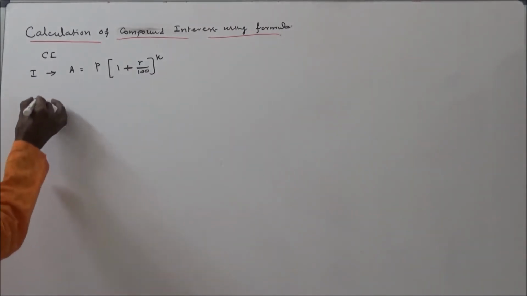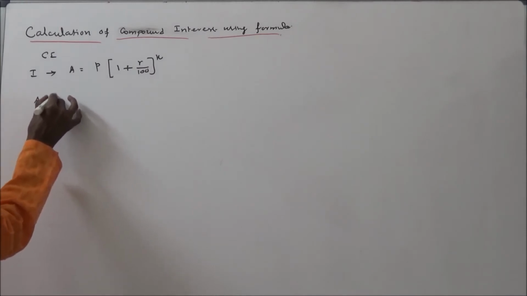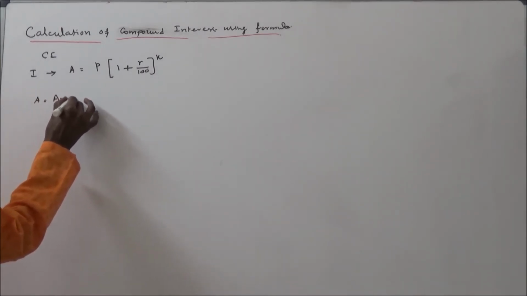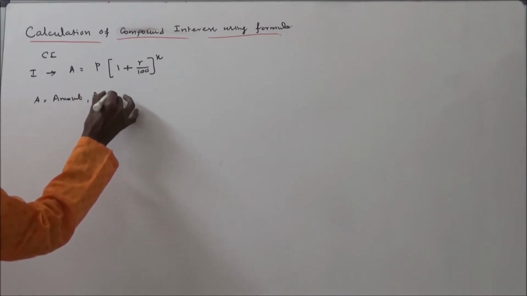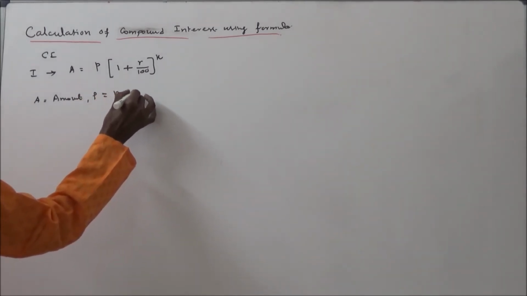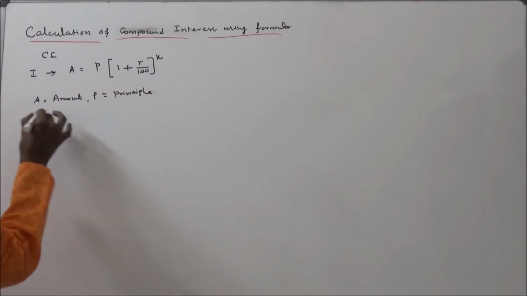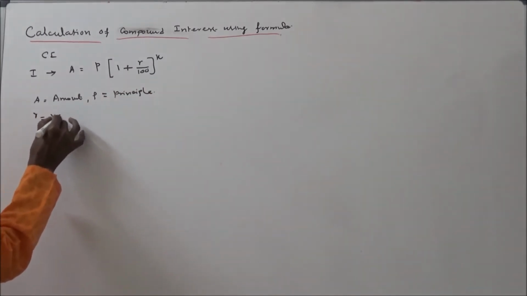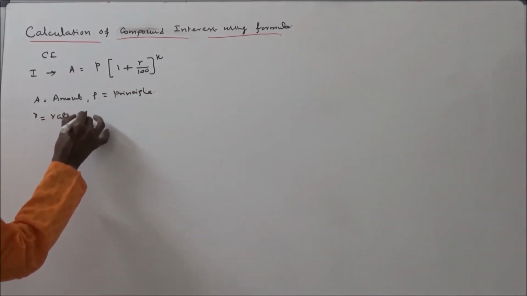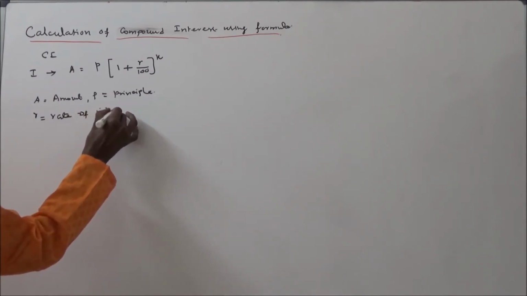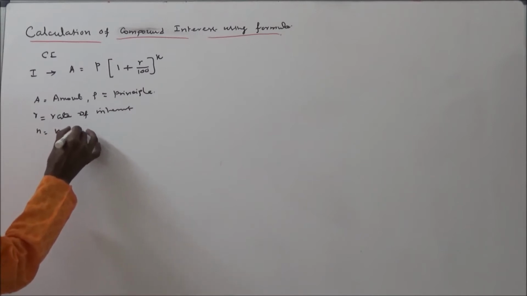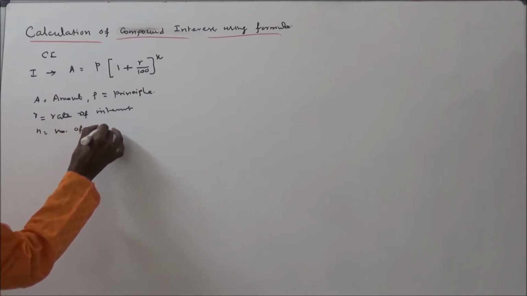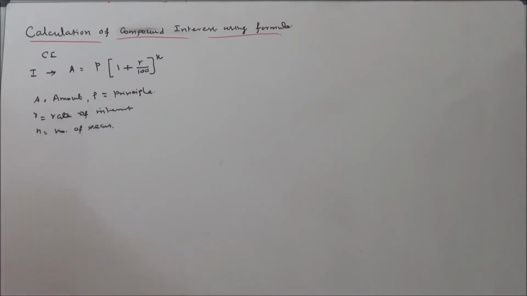Here A is the amount, P is the principal, R is the rate of interest, and n is the number of years. So this way you can calculate the compound interest.